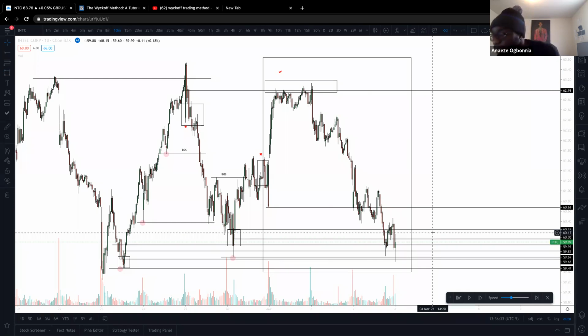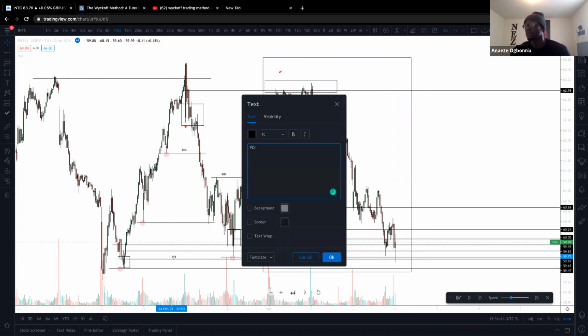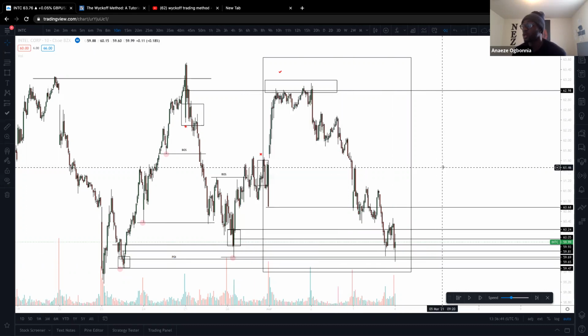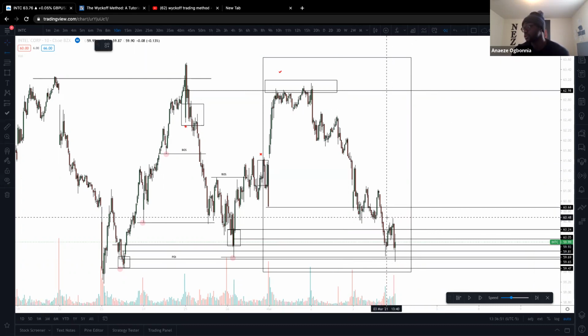But when you see stuff like this, you have to configure it to your point of interest. Okay. So point of interest basically means that this is where I would like to see price react. Okay. So if price rejects and it enters, then it breaks this structure. Then we start looking for entries to the upside. Okay. Like I said, it gets more complicated.